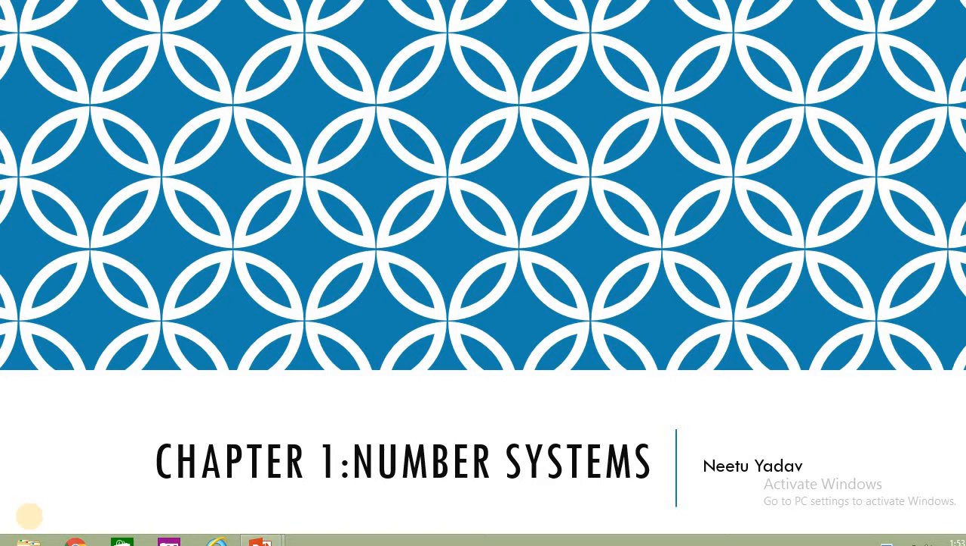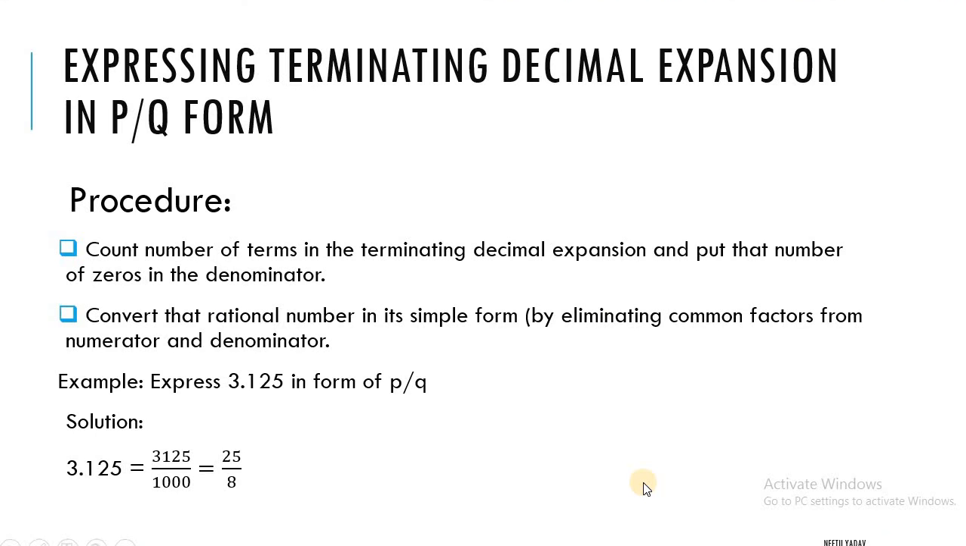We are in chapter 1, that is number system. In this lesson, I am going to discuss expressing terminating decimal expansion in p by q form. As we read earlier, the decimal expansion of a rational number can be of two forms: one is terminating decimal expansion and the other is non-terminating repeating decimal expansion. So first of all, we are doing representation of terminating decimal expansion in p by q form.